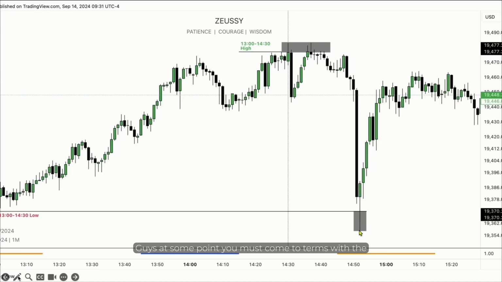Guys, at some point you must come to terms with the fact that this is simply a game which is being manipulated every single day. And when you begin looking at these very specific time-based liquidity pools, you will eventually come to realize that everything I'm saying during this lecture is true.